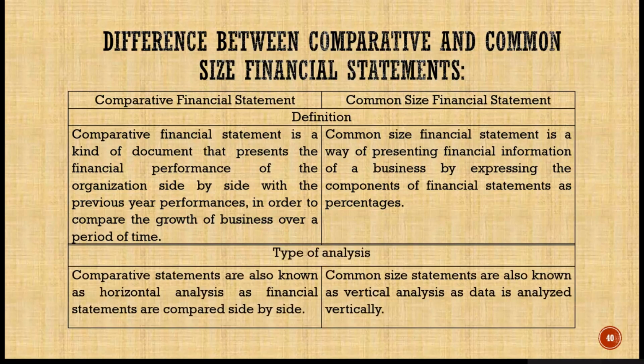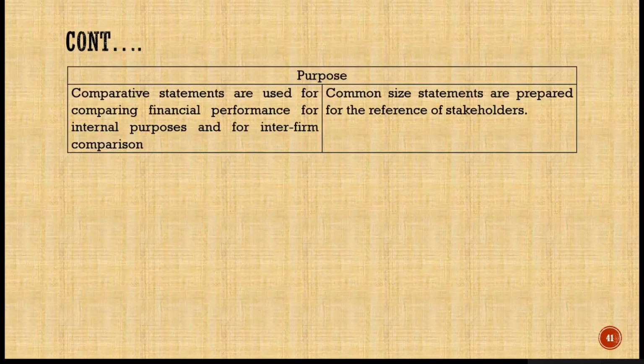Next is type of analysis. Comparative statements are also known as horizontal analysis, as financial statements are compared side by side. But the common size statement is analyzed vertically, and therefore it is also known as vertical analysis. Next point of differentiation is the purpose.